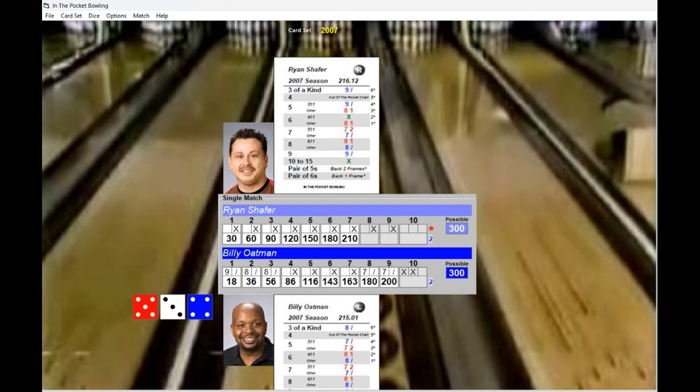Next ball is a 5-3-4. That's a strike. Last ball is a 4-1-6. That's a strike. So Oatman puts up a 230 right off the bat. And Oatman does well, putting up the 3 strikes in the 10th, getting another turkey. But Ryan Schaefer might be able to beat him.